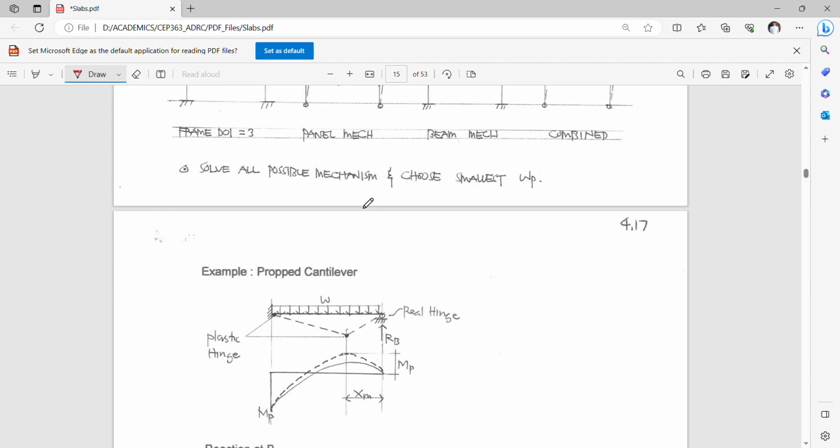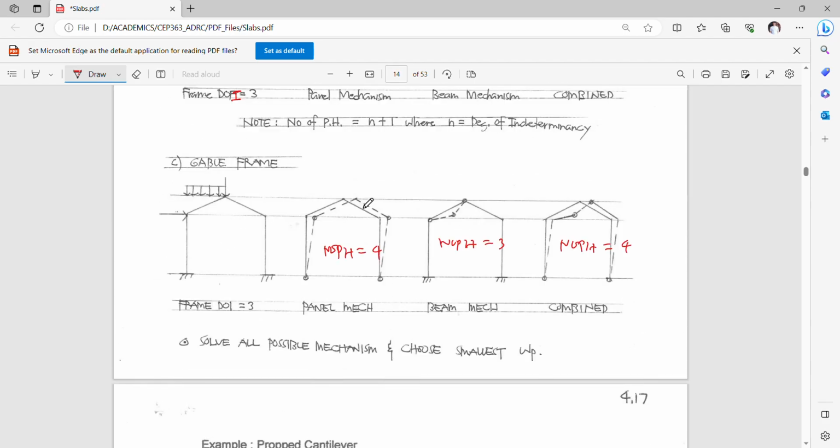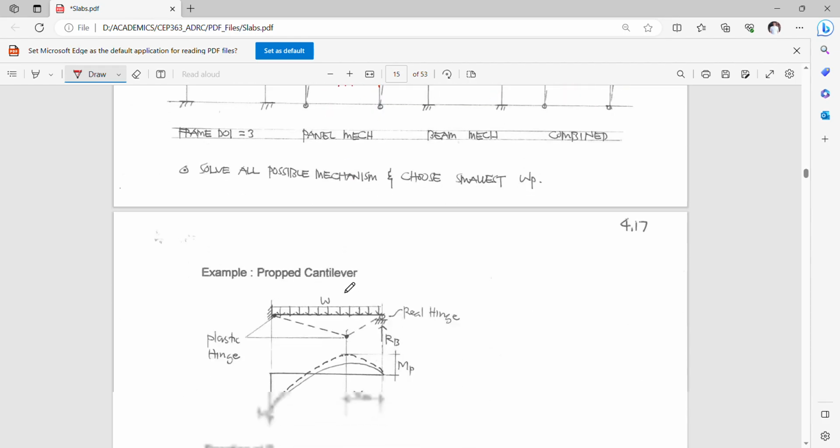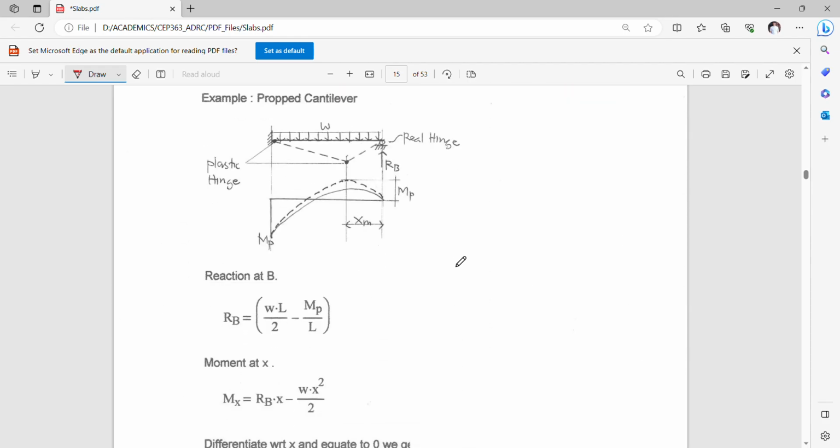So the technique on how to get the capacity of the system is you analyze and solve for all the possible mechanisms and then choose the smallest WP that will trigger the weakest mechanism for a particular frame system. So let's have an example here of a prop cantilever.